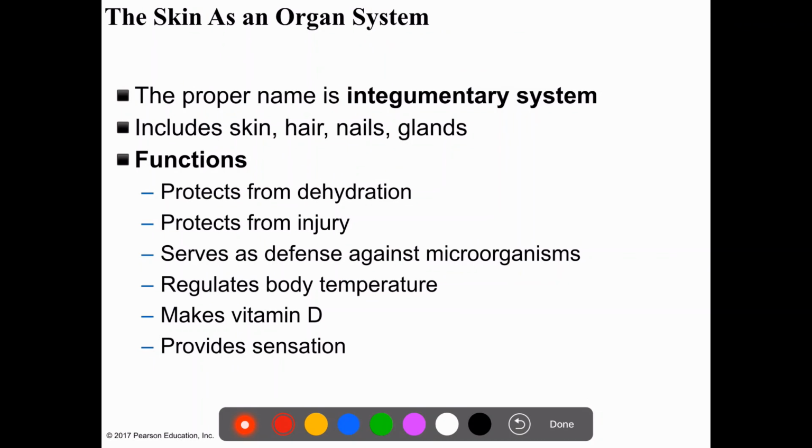So I will stop here, and the last part will be about our skin.